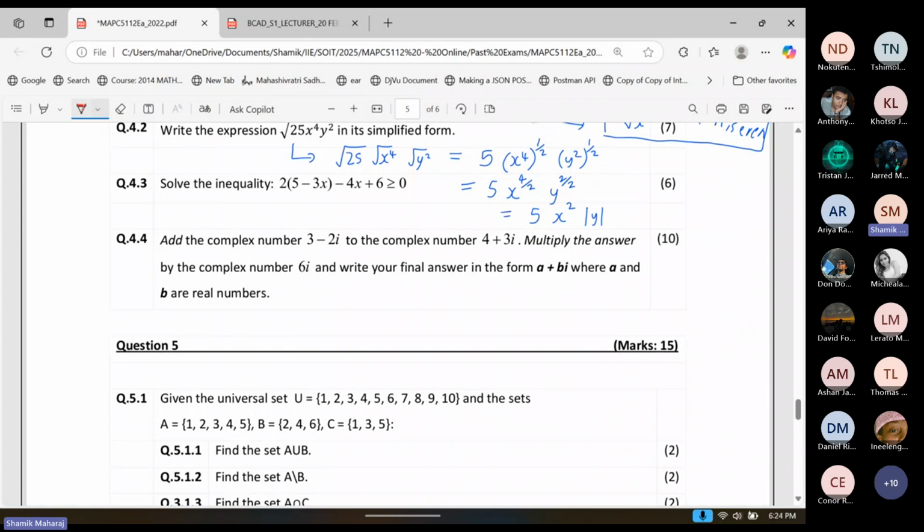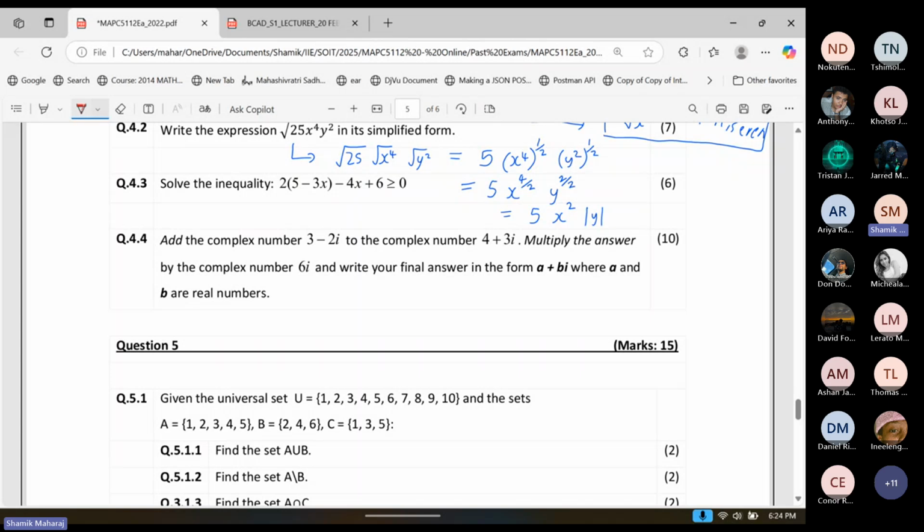Okay, add the complex number 3 minus 2i to the complex number 4 plus 3i. Multiply the answer by the complex number 6i and write your final answer in the form a plus bi, where a and b are real numbers. So it all sounds very intimidating, but it's just a recipe to follow.